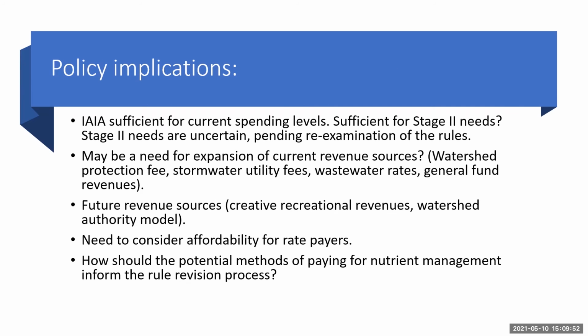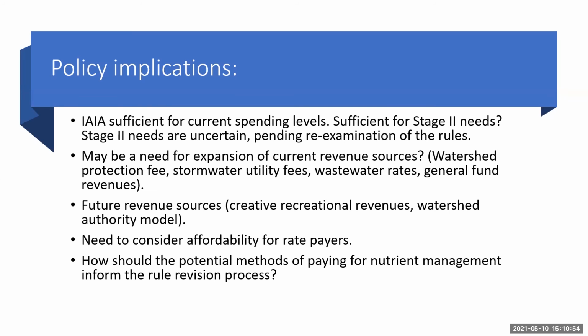What are some policy implications that we have identified? Right now, the IAIA is sufficient for current spending levels and for current regulatory needs, but it's unclear to what extent it will be sufficient for stage 2 needs. And right now, stage 2 needs are uncertain because we don't know what the re-examination of the rules will lead to. We don't know if there'll be a site-specific standard for Falls Lake that will mean that total spending needs are reduced substantially. There may be a need for expansion of current revenue sources.